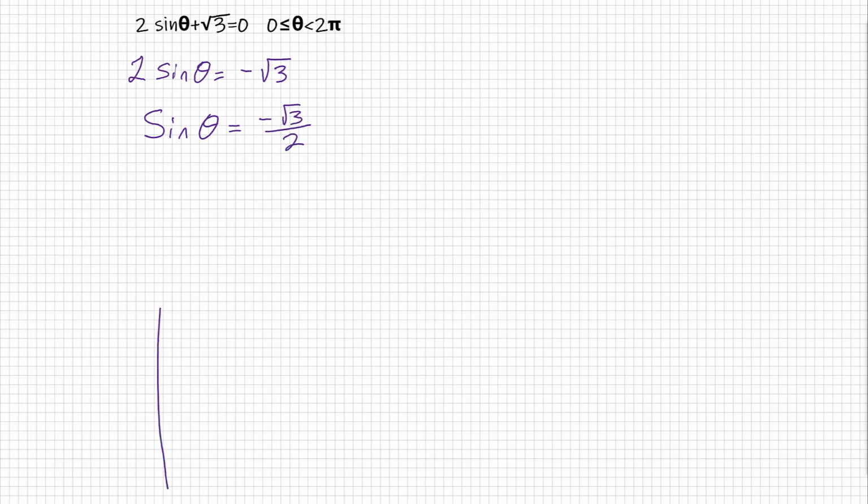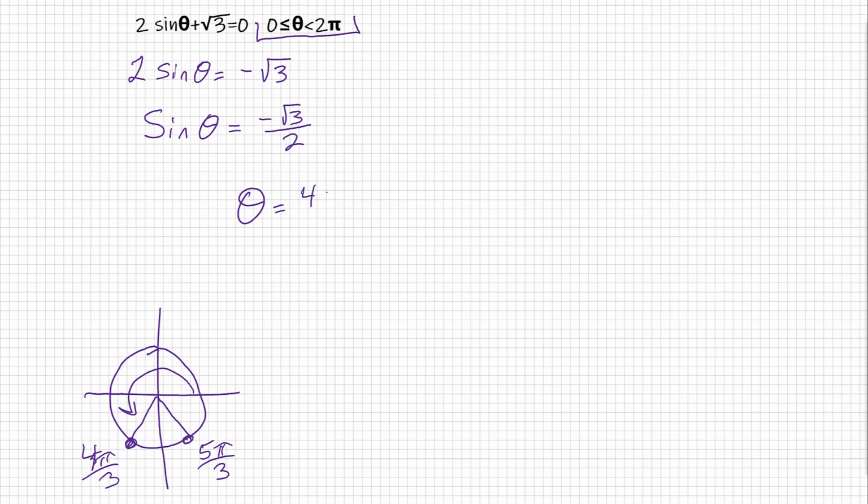So now we need to think about our unit circle. Sine is our y values. We want to know when our y value is negative square root of 3 over 2. And that would be down here and down here. So that would be at negative pi over 3, but we want to be between 0 and 2 pi, so we need to look at it coming from this direction. So that would be 4 pi over 3 and 5 pi over 3. So theta equals 4 pi over 3 and 5 pi over 3.